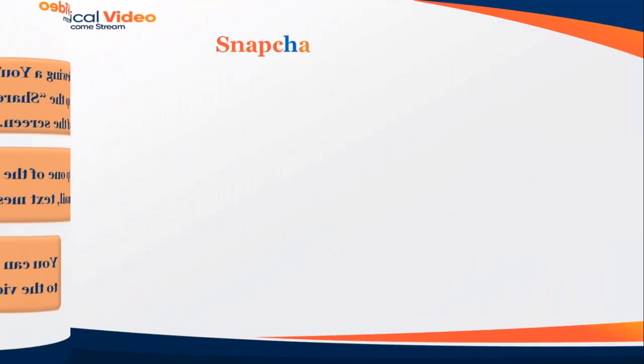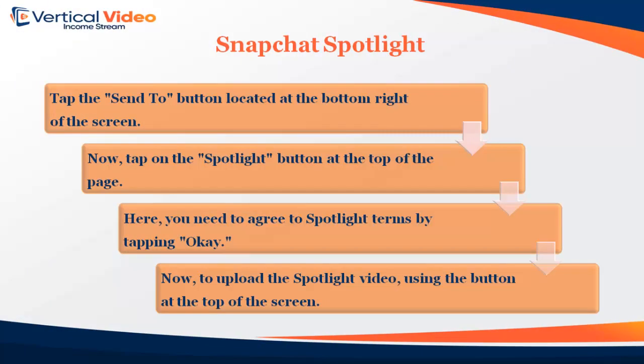Snapchat Spotlight. Tap the Send To button located at the bottom right of the screen. Now tap on the Spotlight button at the top of the page. Here you need to agree to the Spotlight terms by tapping OK. Now upload the Spotlight video using the button at the top of the screen.